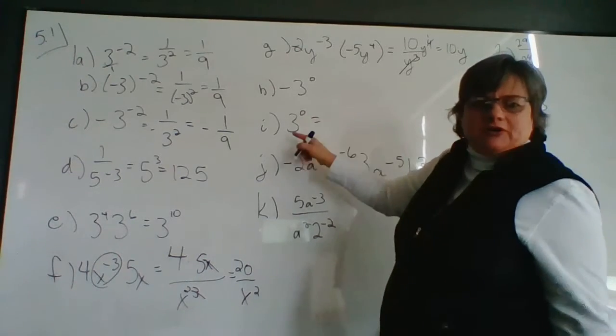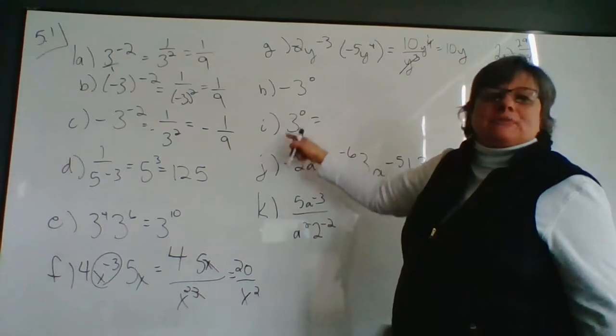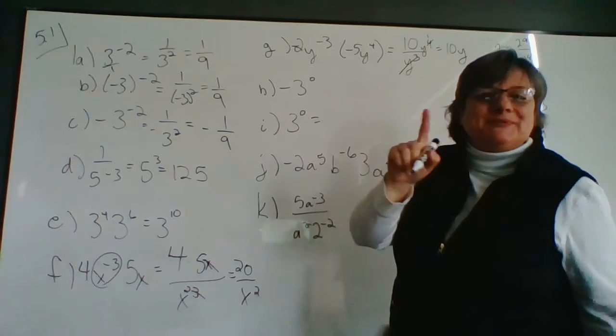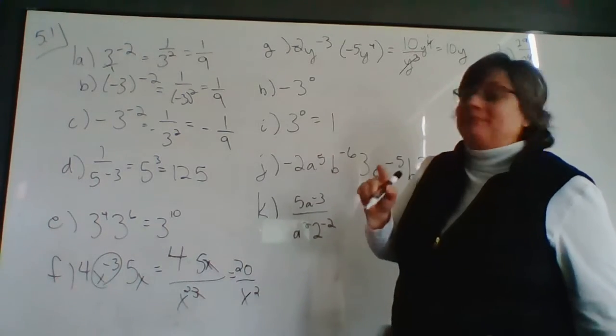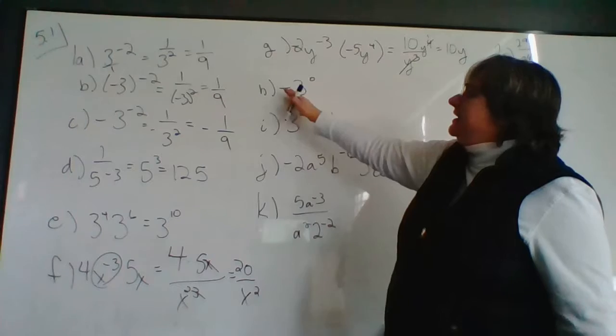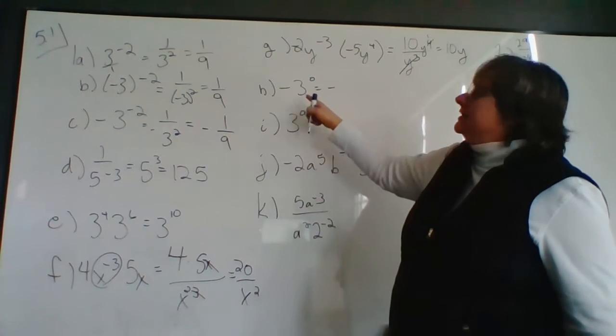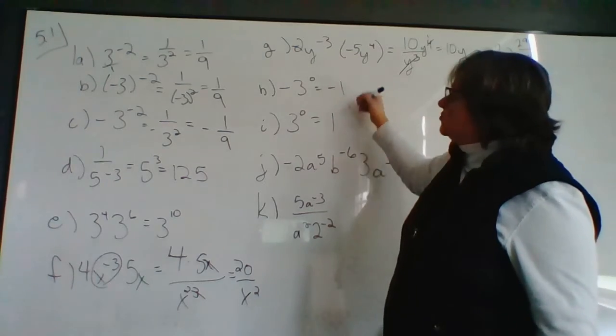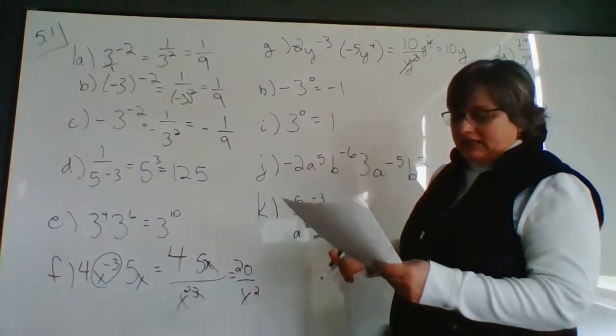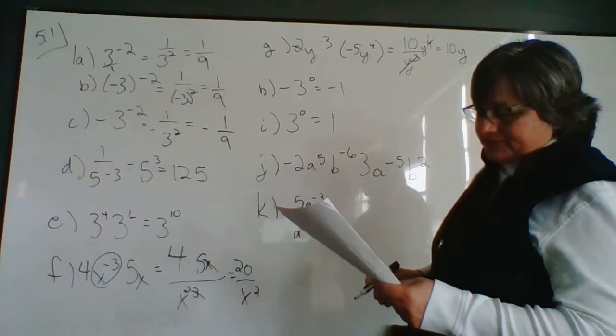Let's do i first. Any number to the 0 power is 1. But let's look at h. The negative just hangs on because it's not in parentheses. Any number to the 0 power is 1, but there's a negative out front. It's -1. Please know the difference.